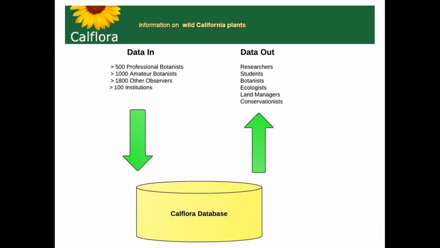This is the model that we work with, data in and data out. So if we have knowledgeable people putting data in, and that doesn't mean you have to be a botanist, just that you happen to know what something is and you're there and it's growing in the wild, and you put it into CalFlora. And then it helps the researchers, students, botanists, ecologists, land managers, and conservationists who are using the database. So obviously we're only as good as our data, and if we don't have the correct distribution, if there's a county missing, that's really important. We need to get that in there.